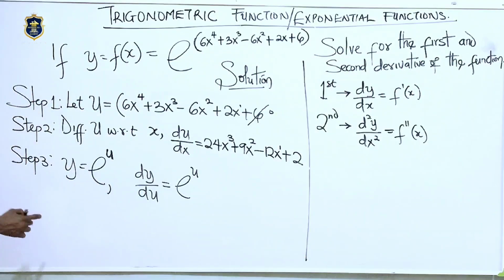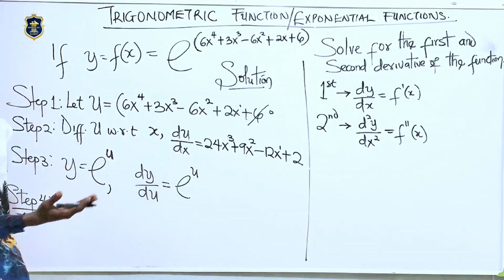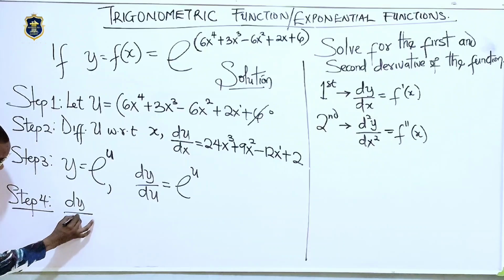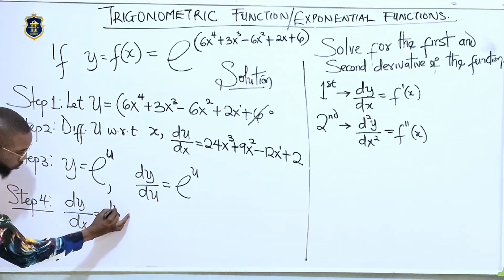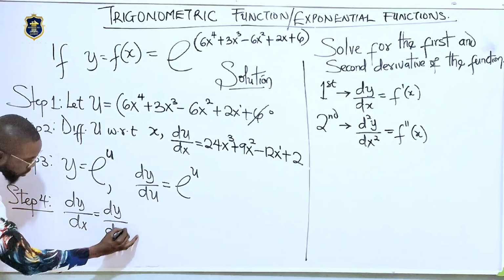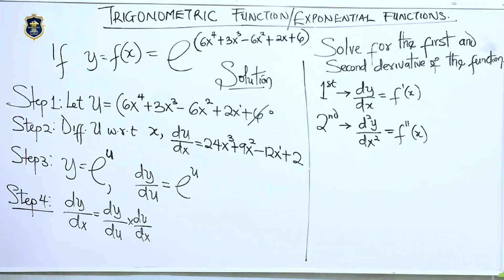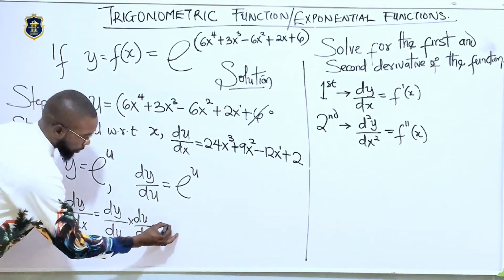So having differentiated, we bring the formula. Step 4, which is the final step, is to invoke the formula. What's the formula for function of function? Because all we're doing is function of function, right? So the formula there is dy over dx equals dy over du times du over dx. See, is that easy? So let's replace now.